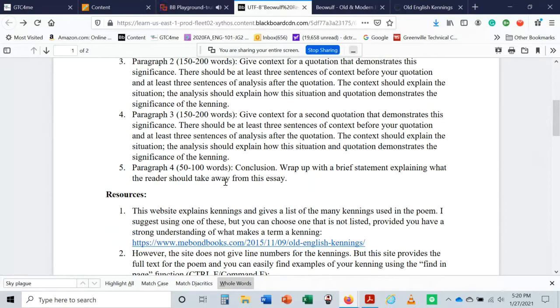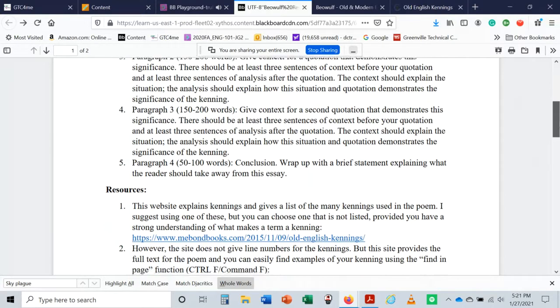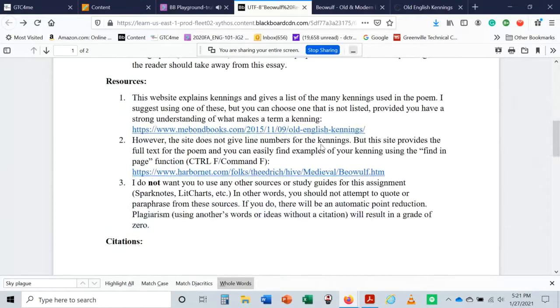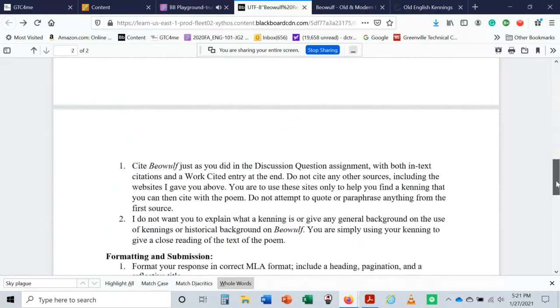So, a brief statement. As for the conclusion, I'm not looking for a long conclusion here. 50 to 100 words, so probably 2 to 3 sentences, honestly. Explain what the reader should take away from this essay. That's how you should always think about your conclusion: what do you want the reader to understand about what you're trying to say to them, and why it's important. So I've already talked about the resources, the 2 sources. So jumping down to citations.